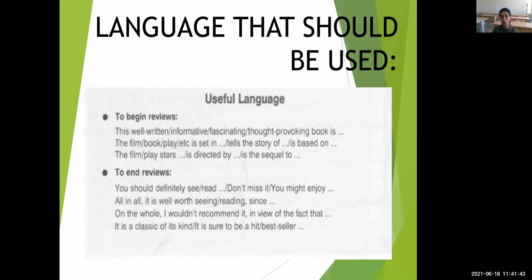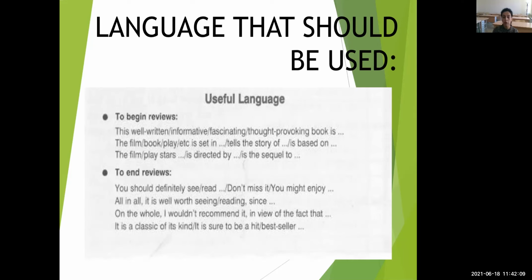These: well written, informative, fascinating, thought-provoking film, for example, or book. The film is set in. The film tells the story of. The film is based on. And then the film plot starts. The film is directed by. The film is a sequel to.